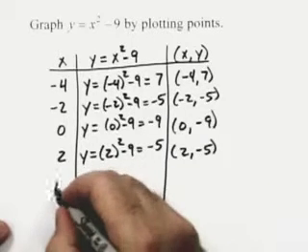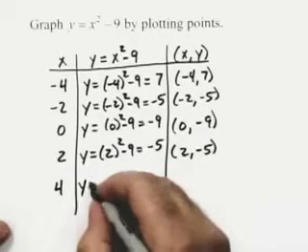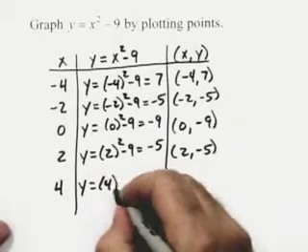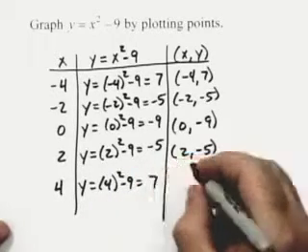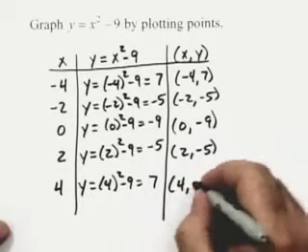We'll do one more. We'll let x equal 4. y is equal to 4 squared minus 9, or 16 minus 9, which is 7. So we get the point 4, 7. Now that we've created a table of values, our next step is to plot the points that we found and connect the points with a smooth curve.